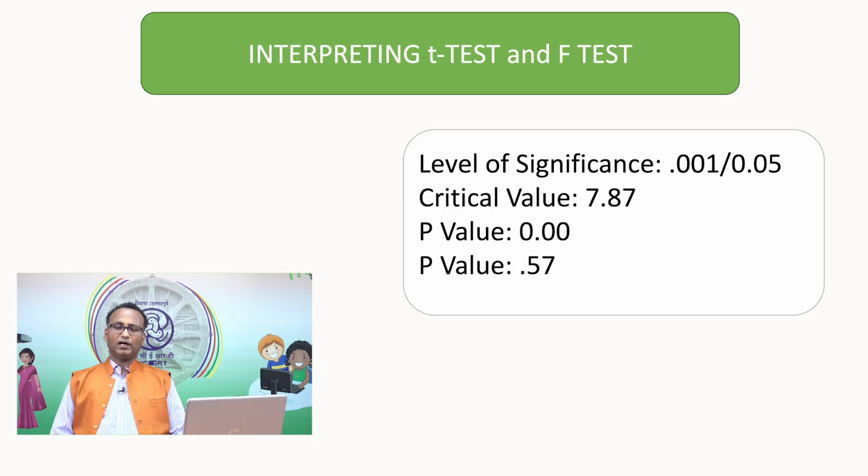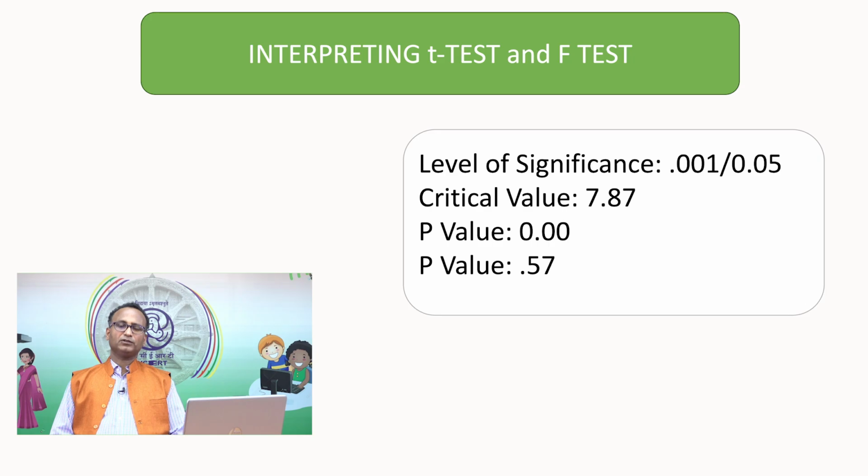So, these are the points, level of significance, critical value, probability value, that you have to keep in mind, and accordingly you have to interpret the t-test and f-test. I will give you an example: when your p value is 0.00, that means your t or f-test is significant, because this probability is 0, meaning there is 0 error. The statistic is telling us there is 0 error and therefore, it is significant.